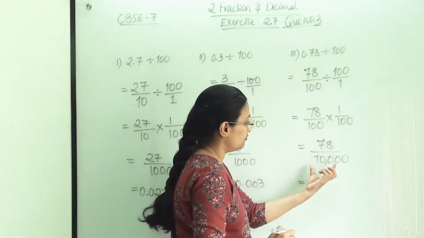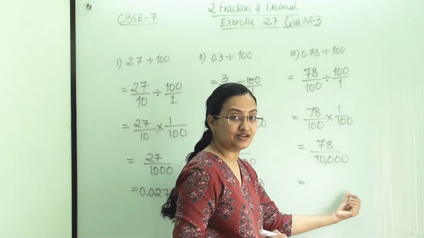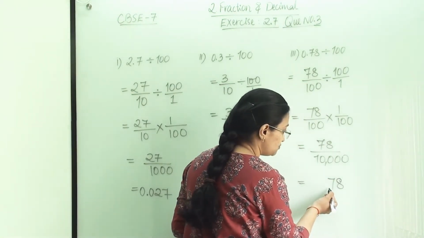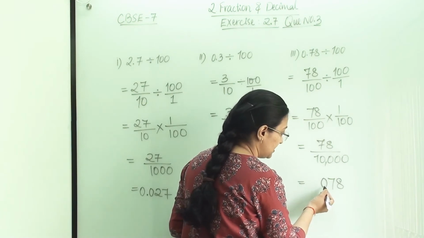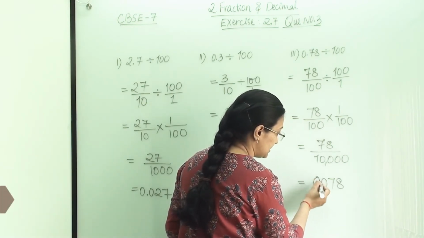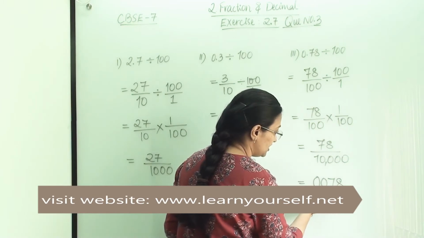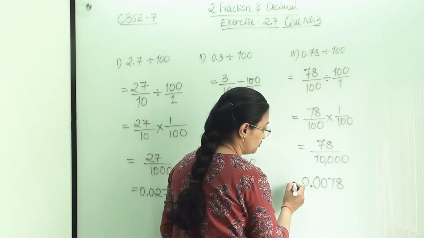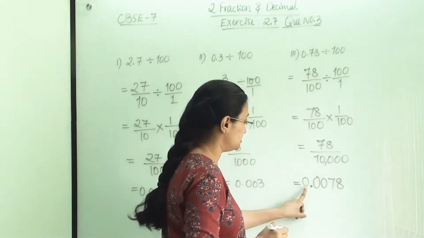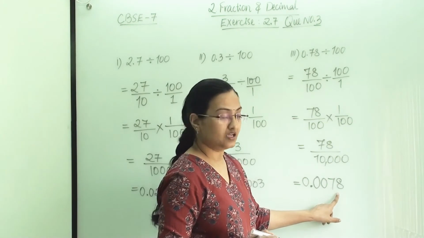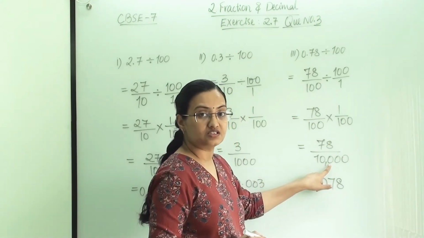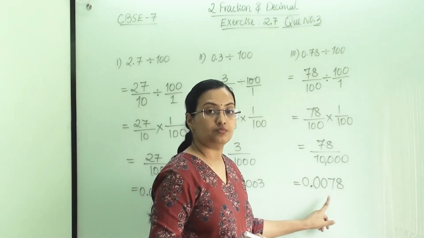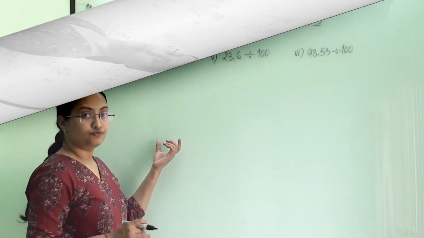Now in the denominator 4 zeros are there, so from the right side we have to count 4 numbers. 78 is already there. Since there is no other number, we put 1 zero and 1 more zero, so that we count 1, 2, 3 and 4. After that we put the decimal point here and then the 0. So this is going to be our answer, that 0.0078. Since there are 4 zeros in its denominator, we have counted 1, 2, 3 and 4 numbers from the right side.